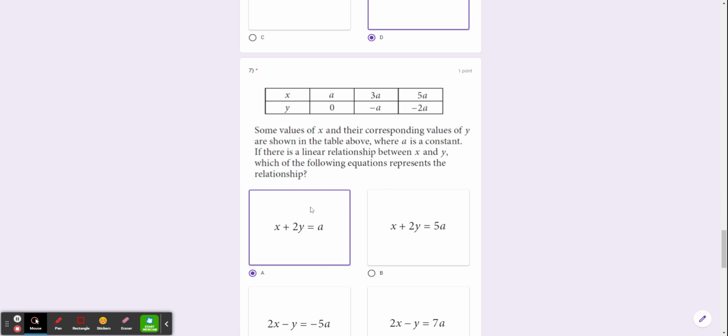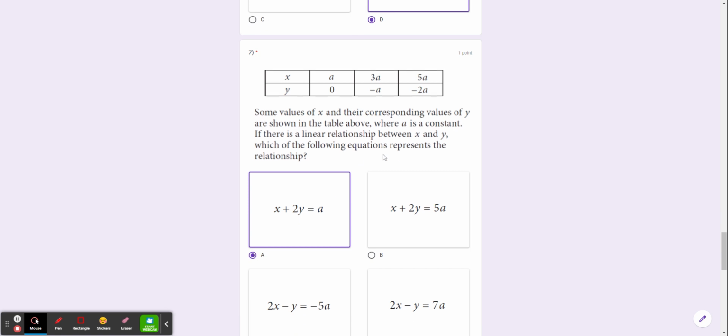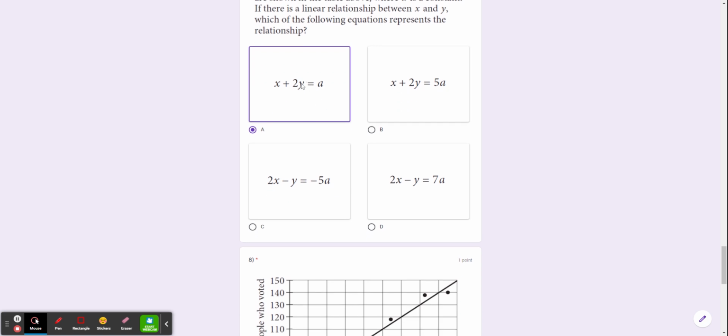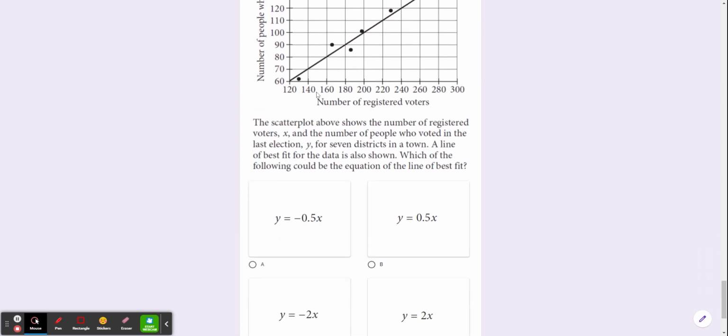Now, it just so happened that in this case, the first one I tried worked. But over here, for example, if I look at choice B, if I plug a in for x and 0 in for y, I get a plus 0 equals 5a. Well, that's not true. A doesn't equal 5a, so it can't be B. So we can go straight to choice A here. All right, and that's our last one? Yep.